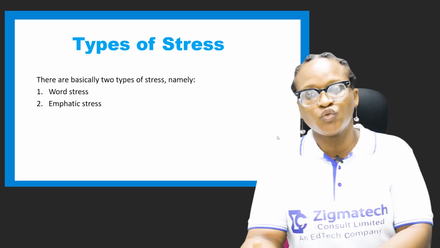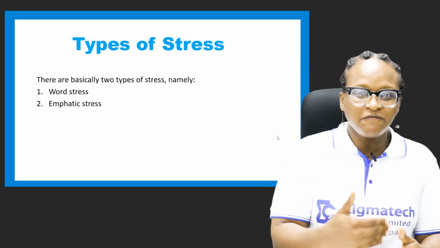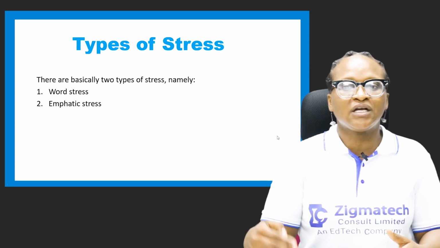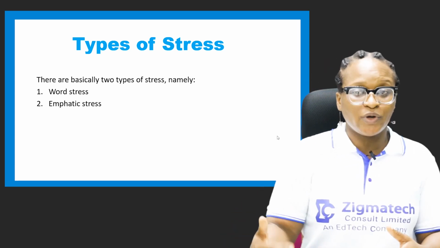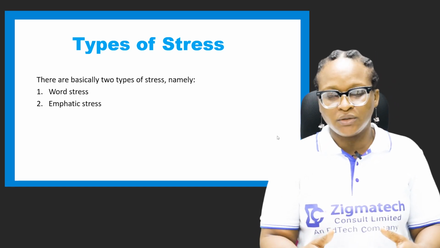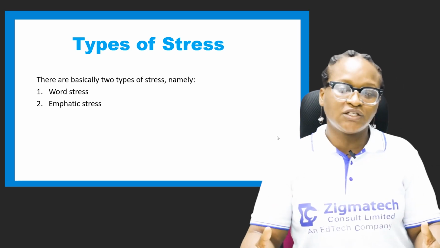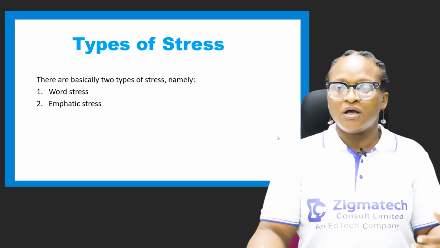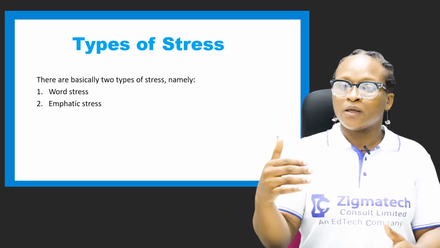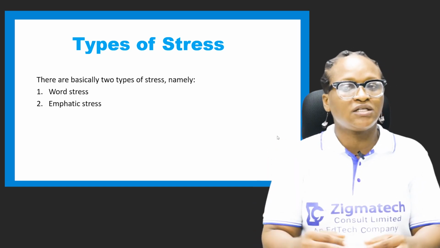So in a sentence, when a particular word is emphasized more than the others, when a particular word is written in capital letters, that's where the emphasis comes. When a particular word is given emphasis over the others, we look at it from the angle of emphatic stress. Then in word stress, that is when you give emphasis on a particular syllable.